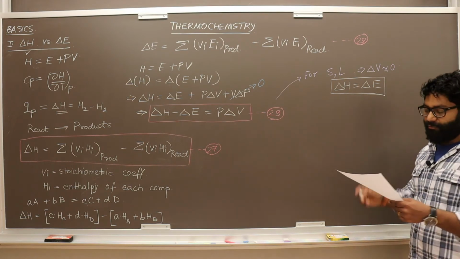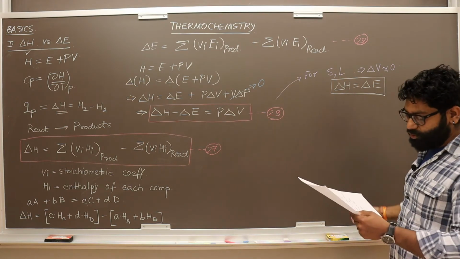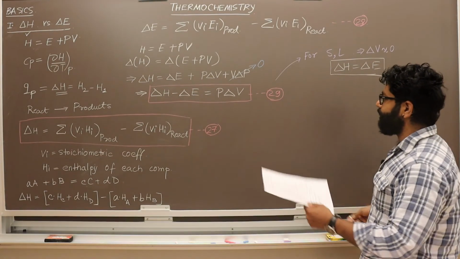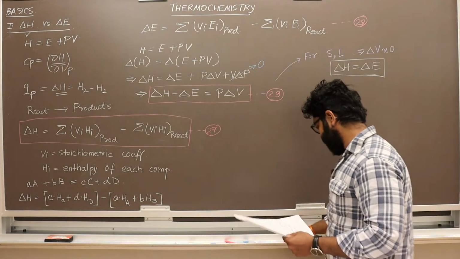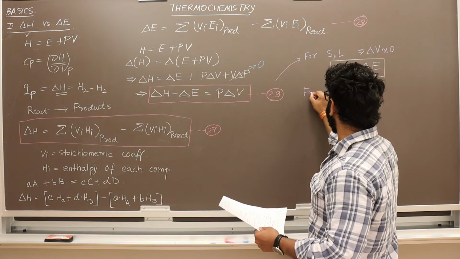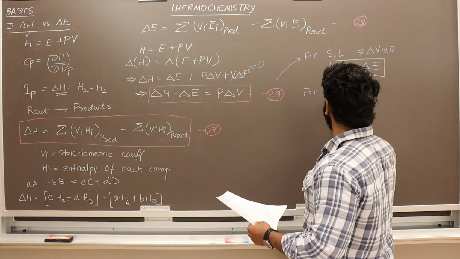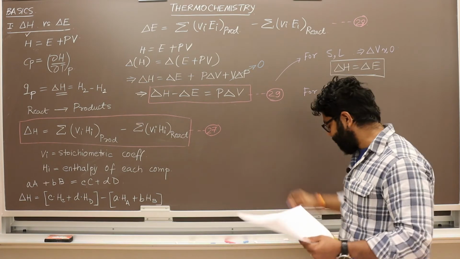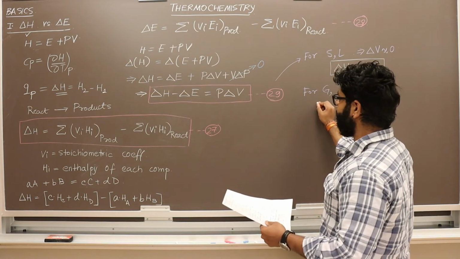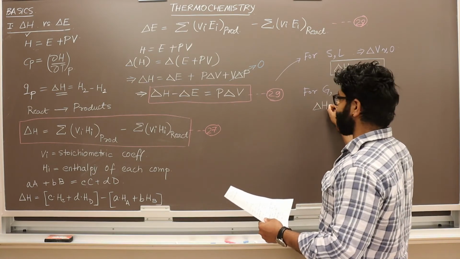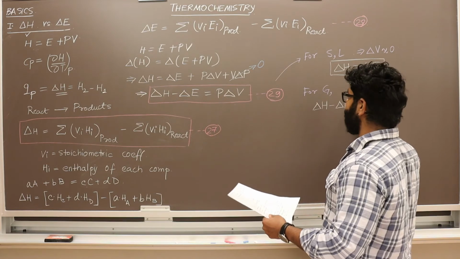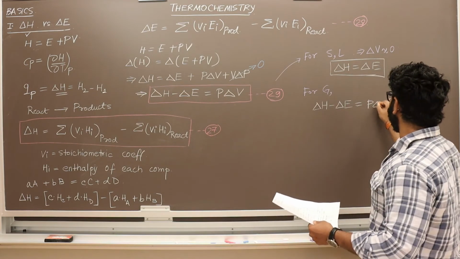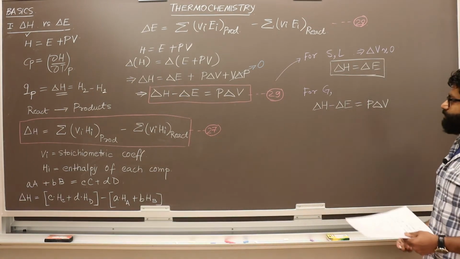Okay. Now for gases, this is not true. So what happens when you have a gas? For gases, the same equation holds true. So we have delta H minus delta E is equal to P delta V. Okay, so this is true.